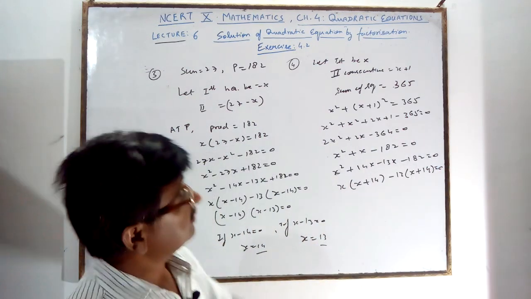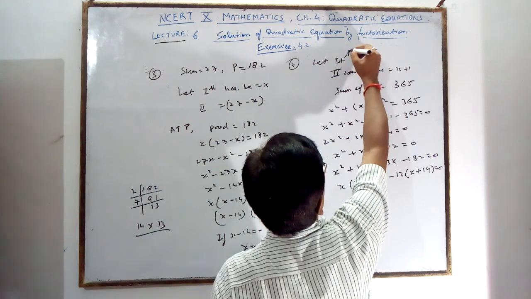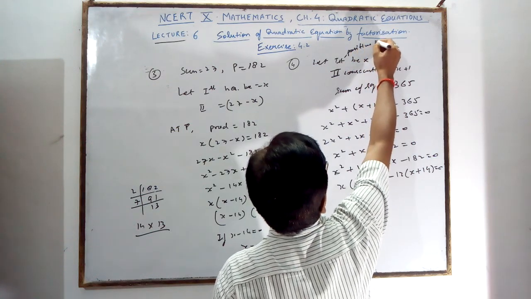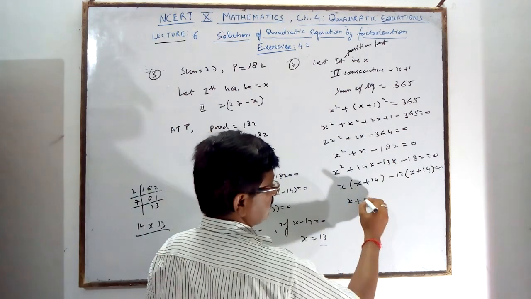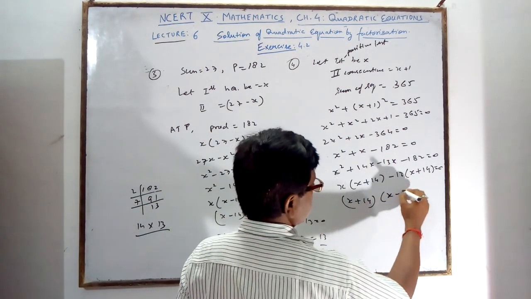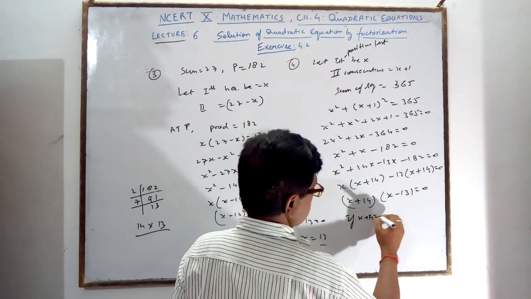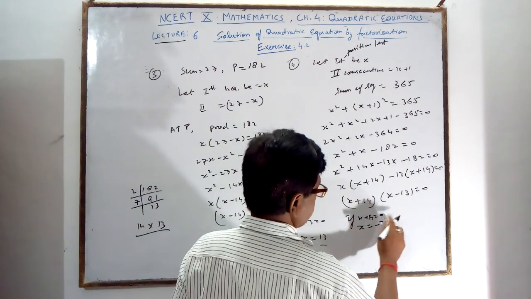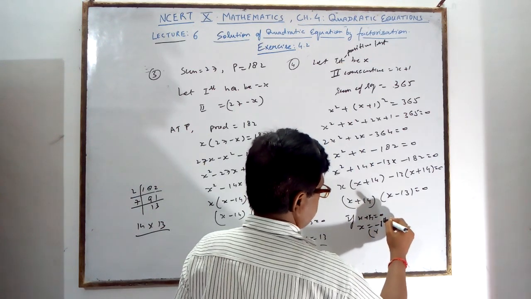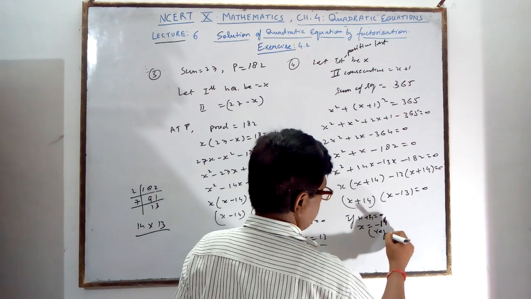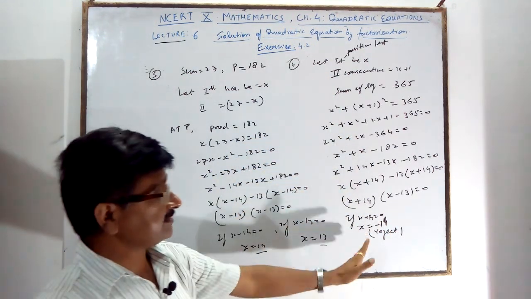Your question is given, let the first be x. First, what? First positive integer. Positive integer is given. So here you are getting two answers: x plus 14 and x minus 13. If x plus 14 is equal to 0, then x is minus 14. And it will be rejected. Why? It is given positive integer. If it were given only integer, then it would be correct.